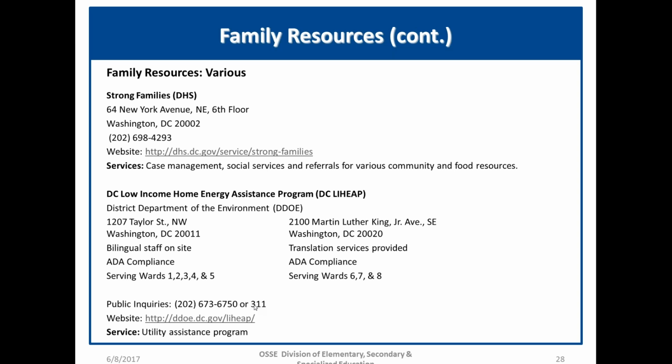Strong Families, DHS is also a place that families can be referred to for any type of social services, case management, and community and food resources. There is also the DC Low Income Home Energy Assistance Program. If a family is in need of assistance making sure the utilities are paid or kept up to date, so they are not in danger of living in an inadequate environment.